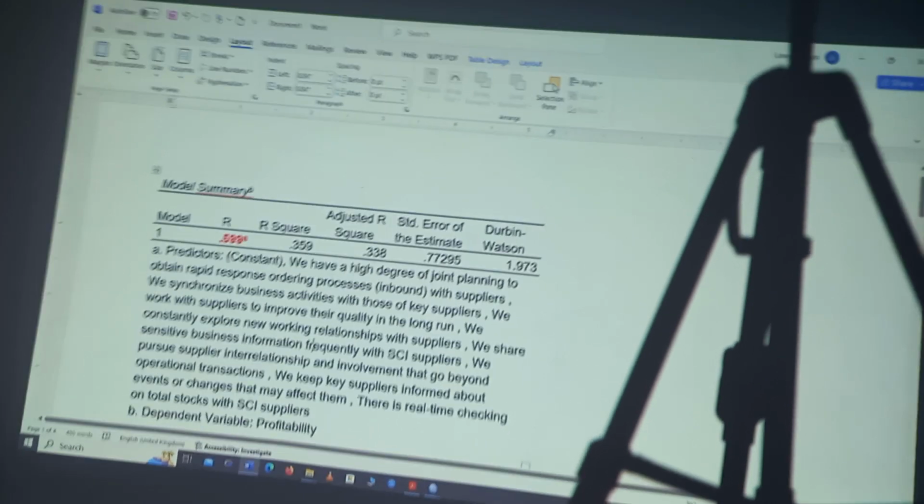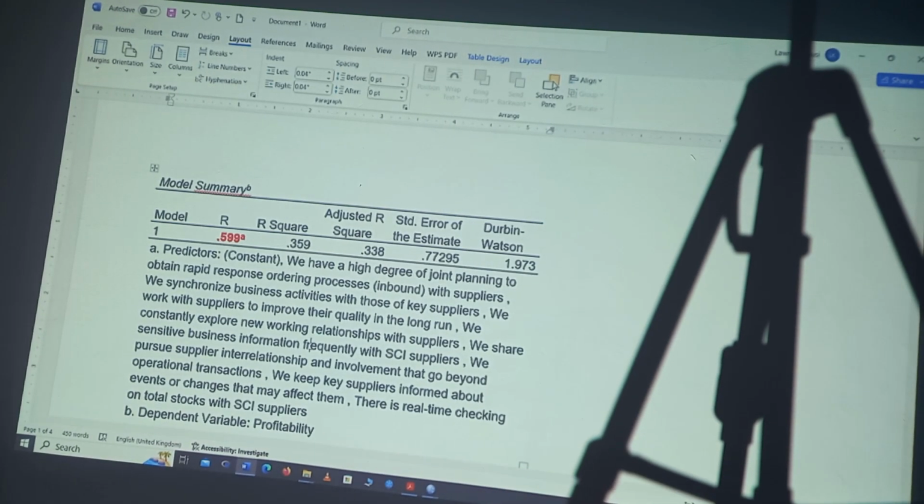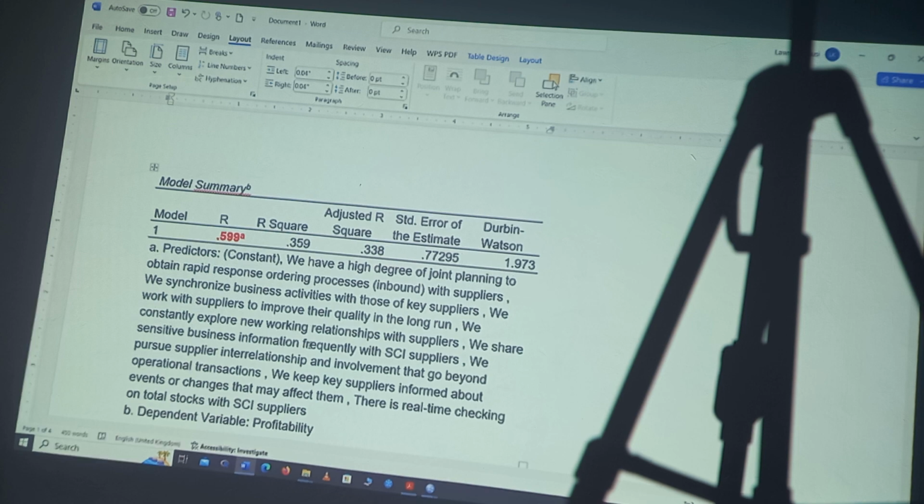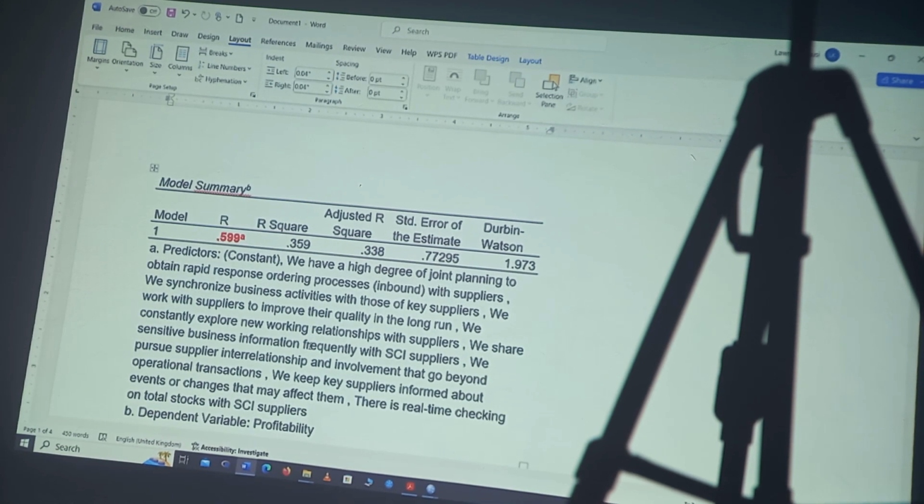You see, R square is always positive. But you know that correlation, you can get positive or what? Negative, yes. And then the square root of a negative is what? That's positive.